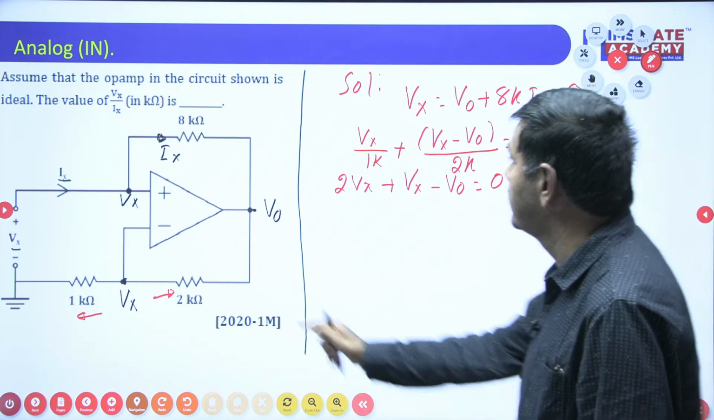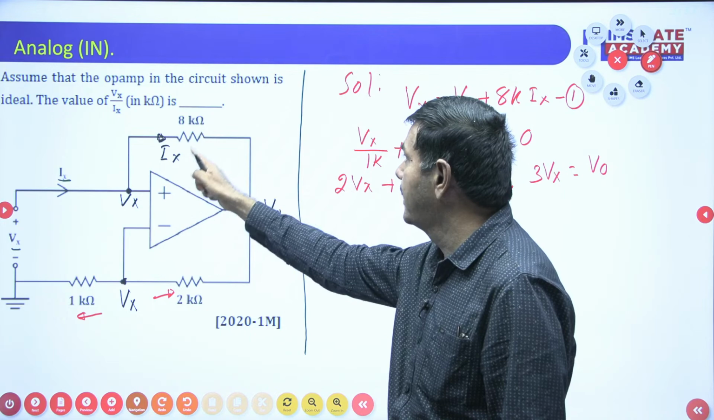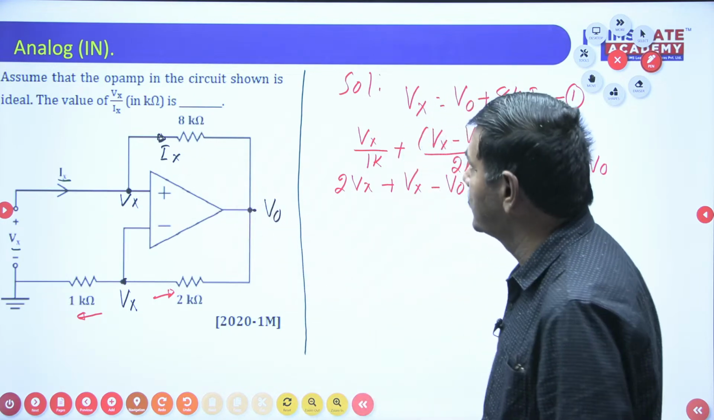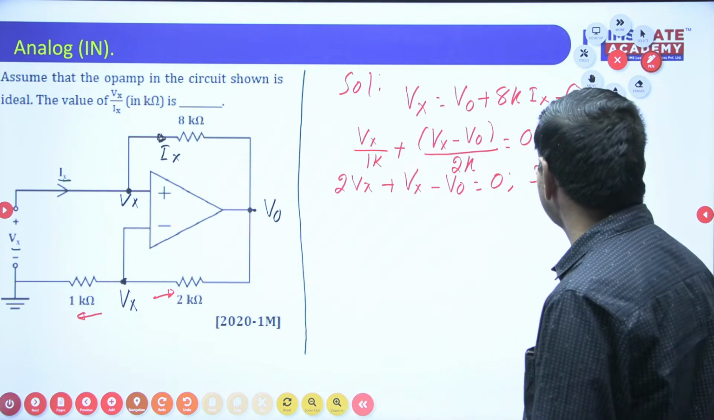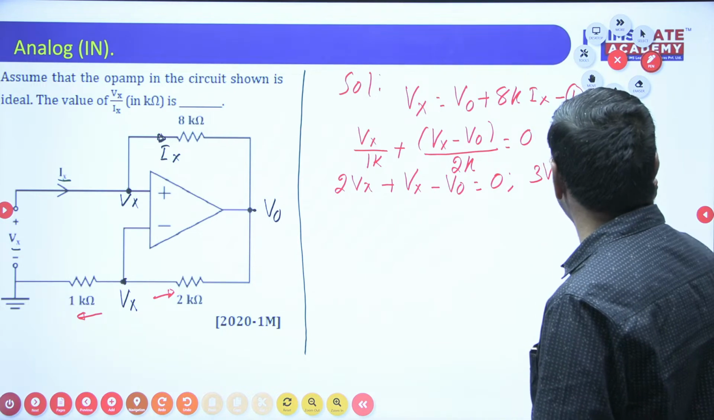Once again you check it, Vx equal to 8K into Ix plus this value. Okay, we got here now. So this value I want to substitute here now.